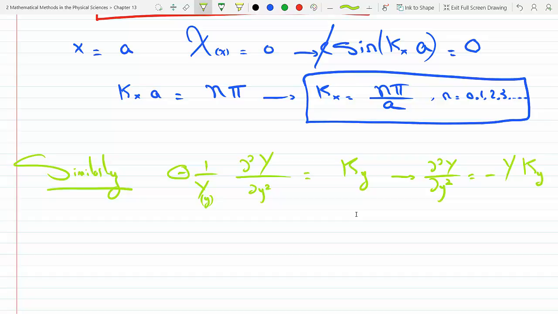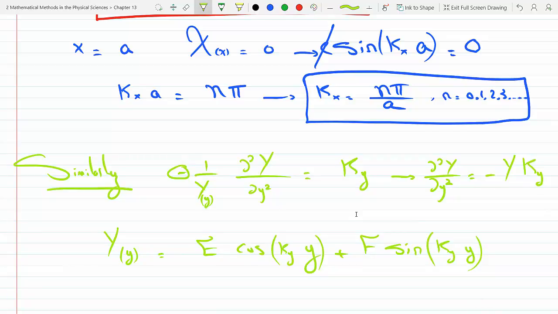And now you can go to the characteristic equation and you will get the same solutions, right? You will get Y of y equals, let's use different letters, E cosine k y y, plus F sine k y y.